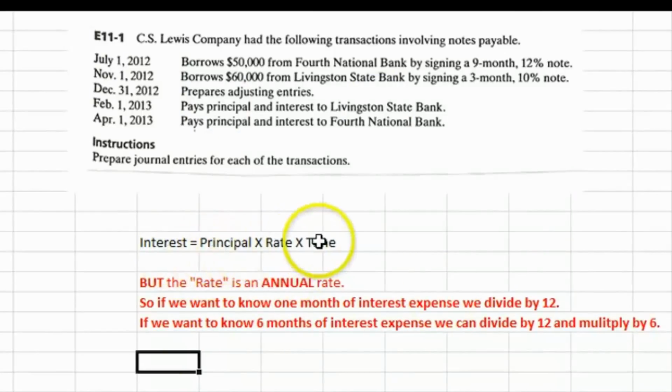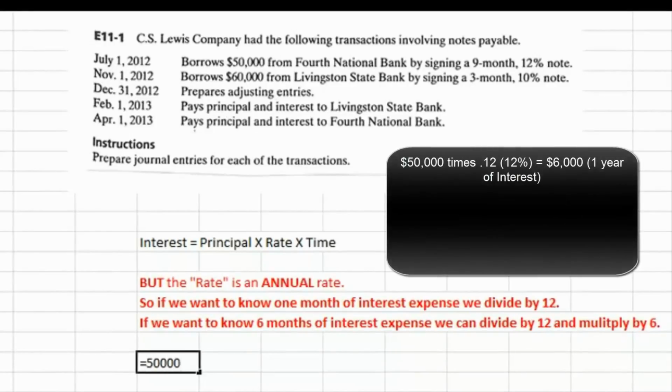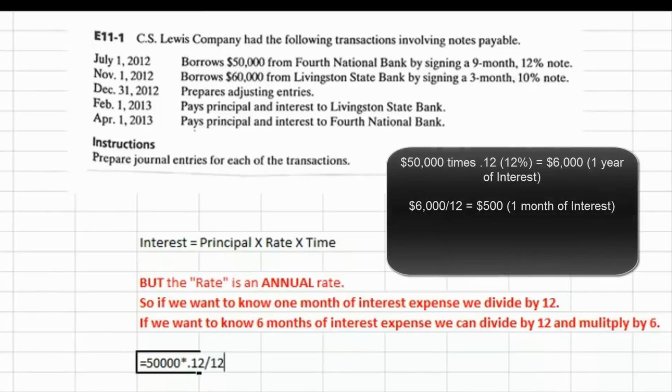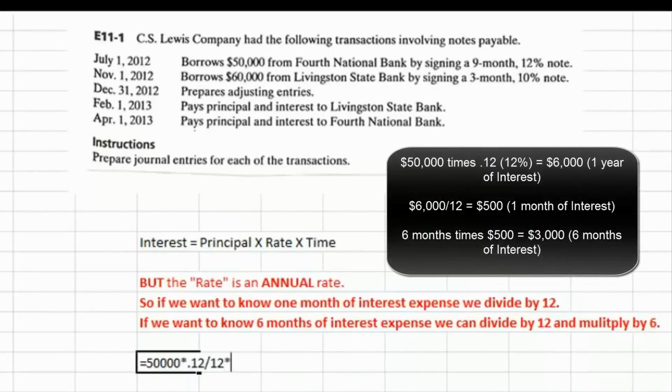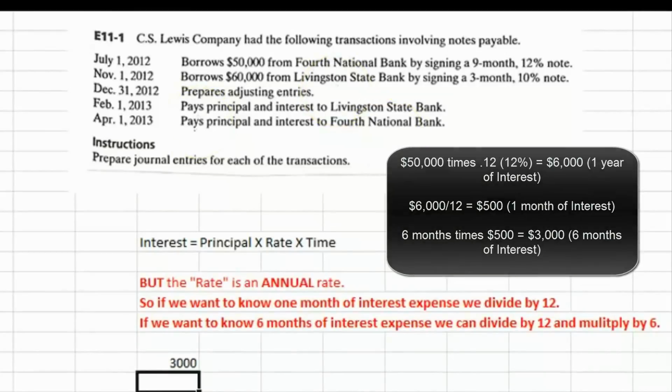Interest equals principal times rate times time, and the tricky part is that the rate is an annual rate, and we don't always want to know how much interest is due for 1 year. In this case, we want to know 6 months. So interest equals principal, $50,000, times rate, 0.12. That would give me 1 year's worth of interest. I always like to find out how much 1 month is, so I take that and divide it by 12, and that tells me how much 1 month's worth of interest is. In this case, we've had the use of the money for 6 months, so we want to accrue 6 months' worth of interest expense, or $3,000.